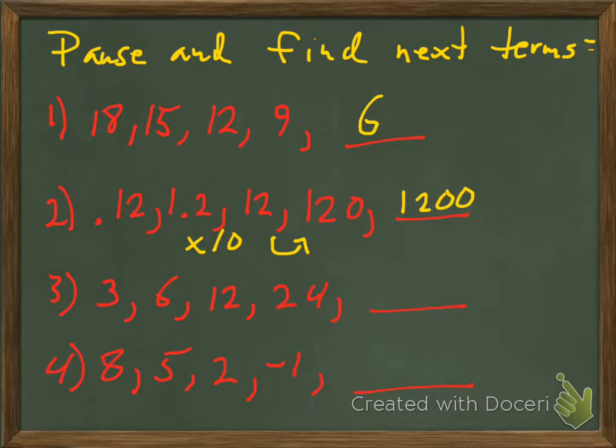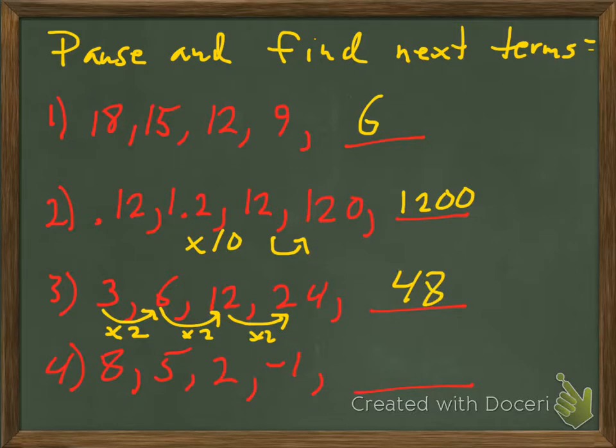Number 3, look closely at it. You might think we're adding 3, but that doesn't work here. So we're going to have to figure out something that works for both of those. If instead of adding 3, you think of doubling, that does work. Each time we're doubling. So the next number would be 48.